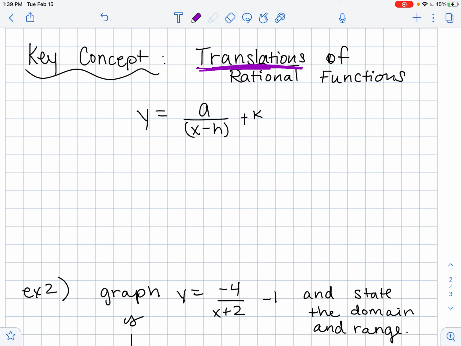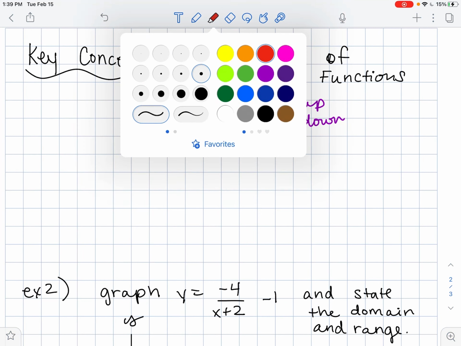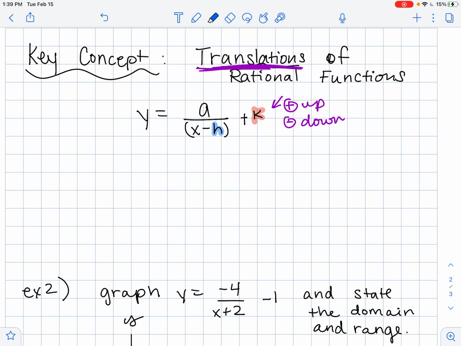So remember, just like before, if I see something like this, I know this k on the outside is going to go, if it's positive, it's going to go up. If it's negative, it's going to go down. And this h is inside the parentheses with the x. So remember, that's our funky town. And it changes it horizontally. If it's positive, it's going to go left. And if it's negative, it's going to go to the right.